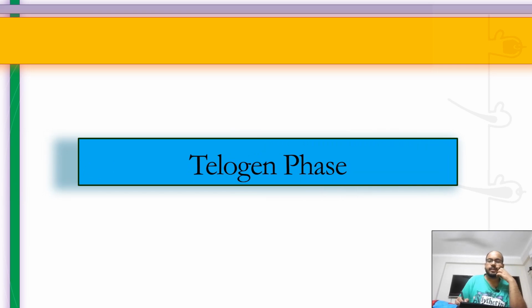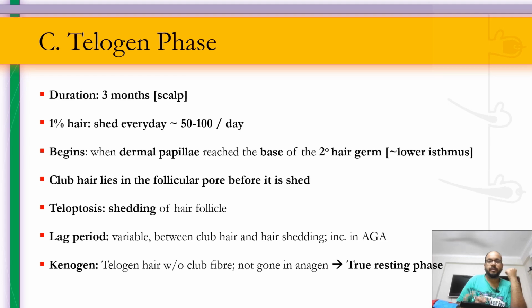Now let's enter the third phase, or the telogen phase. The duration of telogen phase is about 3 months for the scalp hair. About 1% of the hair follicles will be shed every day, which is roughly around 50 to 100 per day. Most of the time, we don't even know. Only if we see it lying around on the floor, we'll understand that yes, the follicles are shedding.